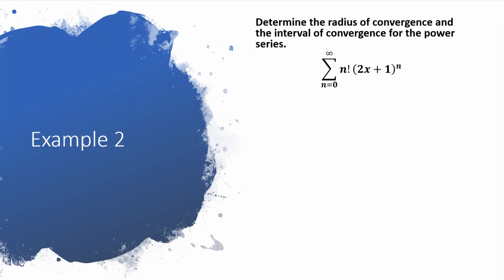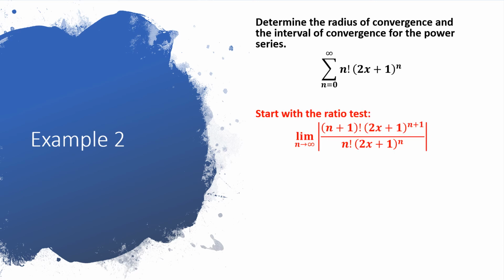All right, so example 2, we're going to work it the exact same way. This time we have the sum as n goes from 0 to infinity of n factorial times (2x plus 1)^n. I'm going to start with the ratio test. And so for my ratio test, I'm going to have (n plus 1) factorial times (2x plus 1)^(n+1) over the reciprocal of my original, which would be n factorial times (2x plus 1)^n.